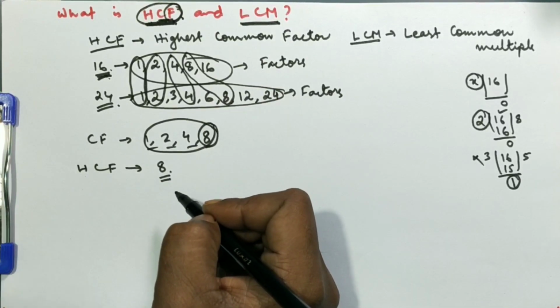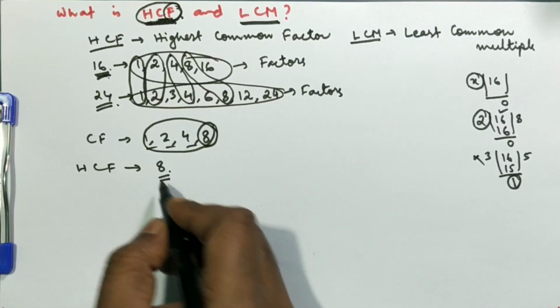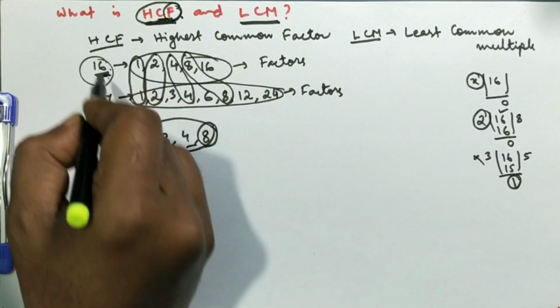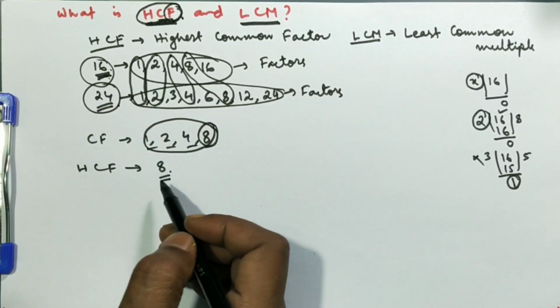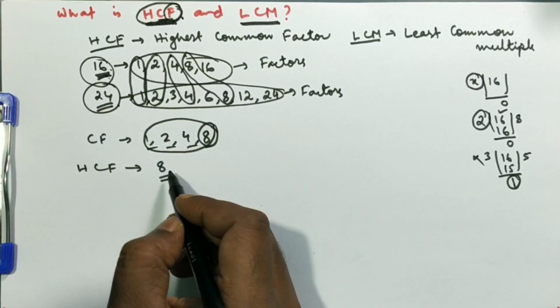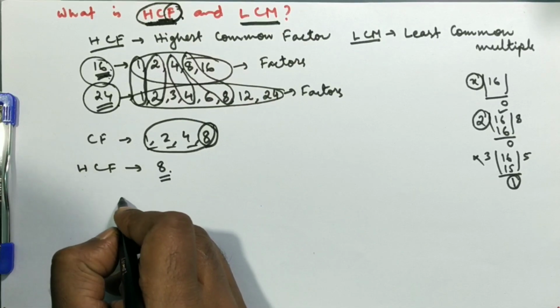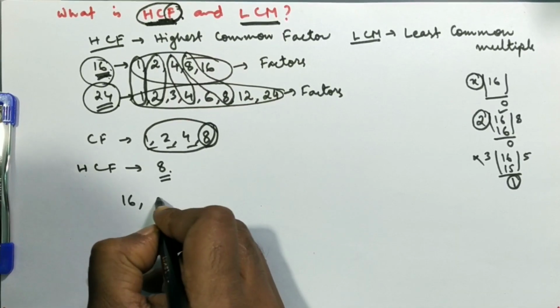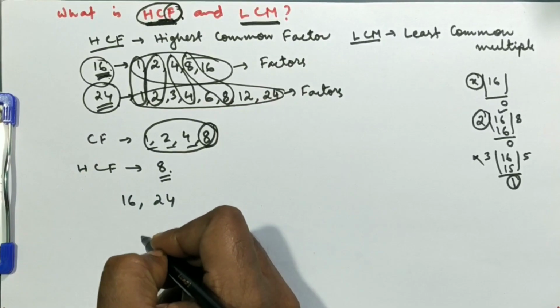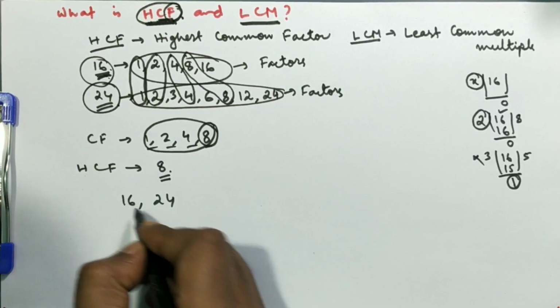Now we can find HCF in a different way. We have some easy way that we can find the HCF. Like suppose we have again 16 and 24. Every time we cannot find HCF like this. So what we'll do, we'll use the prime factorization method. Like we have 16 and 24.